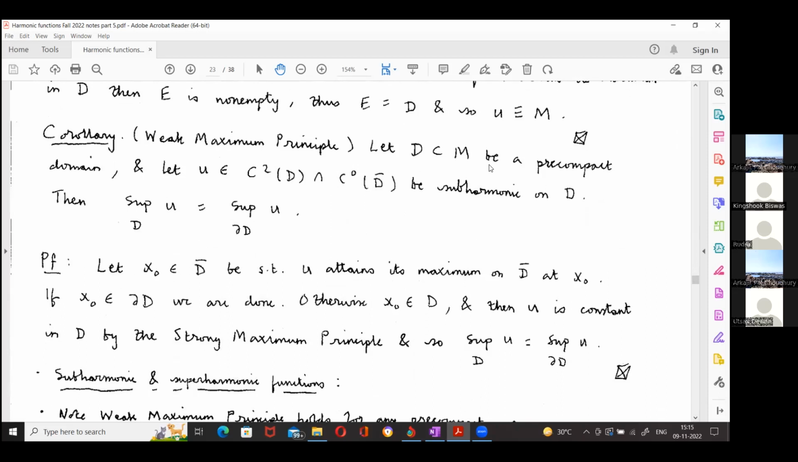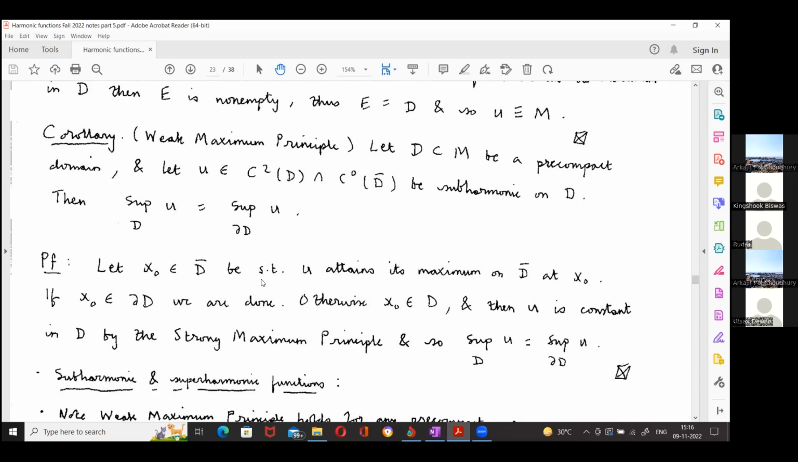So let D again be a precompact domain, and let U be C2 on D and C0 on D closure, and let U be subharmonic on D. Then the supremum of U over the domain D is equal to the supremum of U over the boundary of D. So U attains its maximum on the boundary. And the proof is just the same as in the classical case.